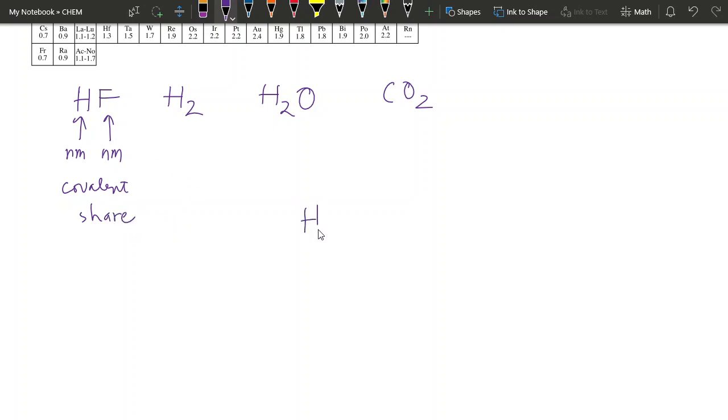So H, it has 1 valence electron. F, it has 7 valence electrons. So they share these electrons over here. We can simplify this by writing as this one. So we can remove the extra electrons that are not shared to other atoms. Here, hydrogen and fluorine are sharing this set of electrons over here. So H is using this, and fluorine is also using these 2 electrons over here.